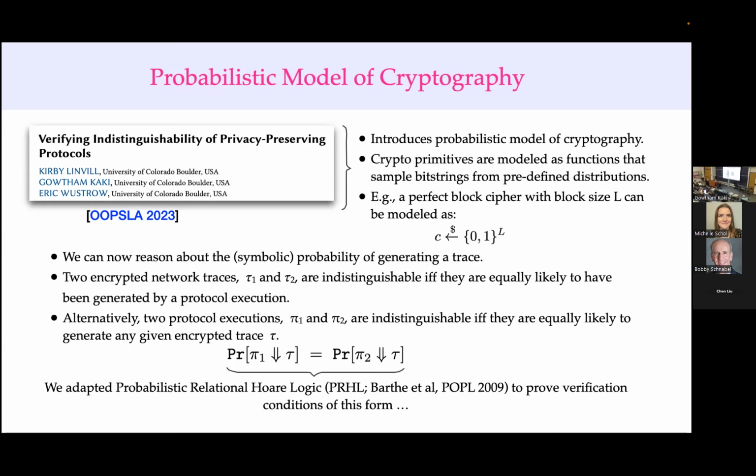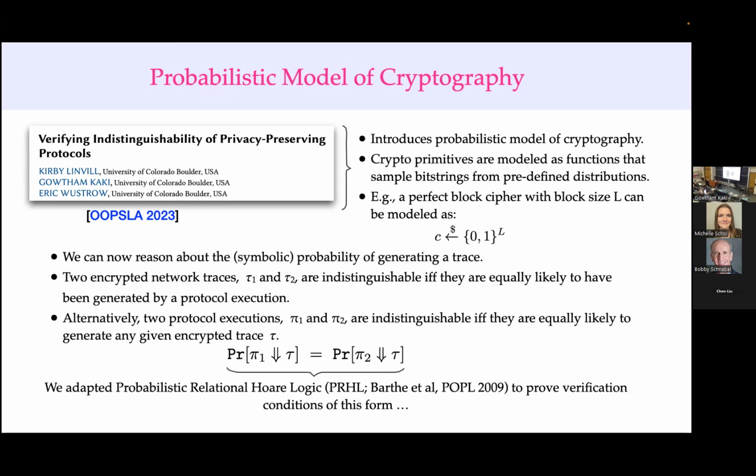In our Roopstar 23 paper, we came up with this new probabilistic model of cryptography, right? The idea is, let's not treat these things as opaque symbols, but let's model the cryptographic primitives as basically functions that sample bit strings from well-defined distributions, right?